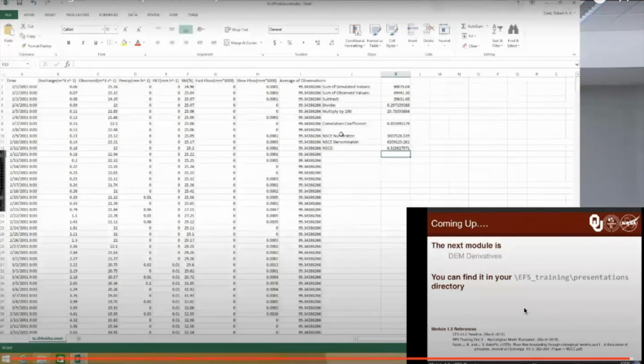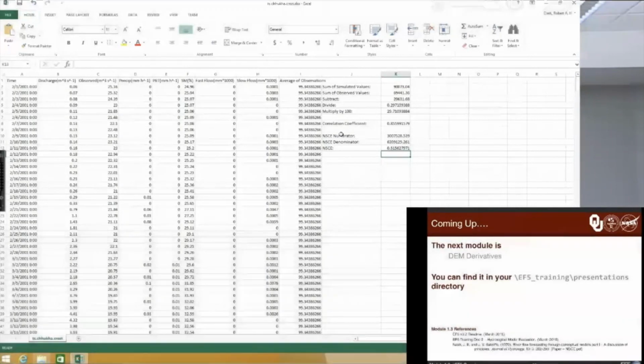If you'd really like to learn more about the mathematics behind why the NASH works so well for what it does, you can read Nash and Sutcliffe's original paper from 1970, which is also in your Documents folder.